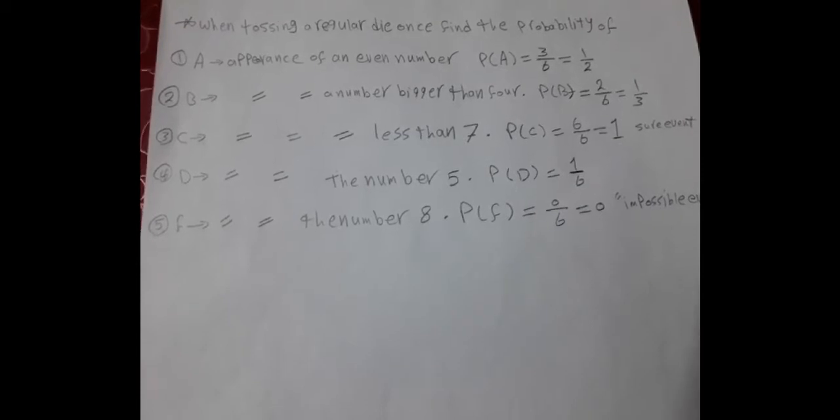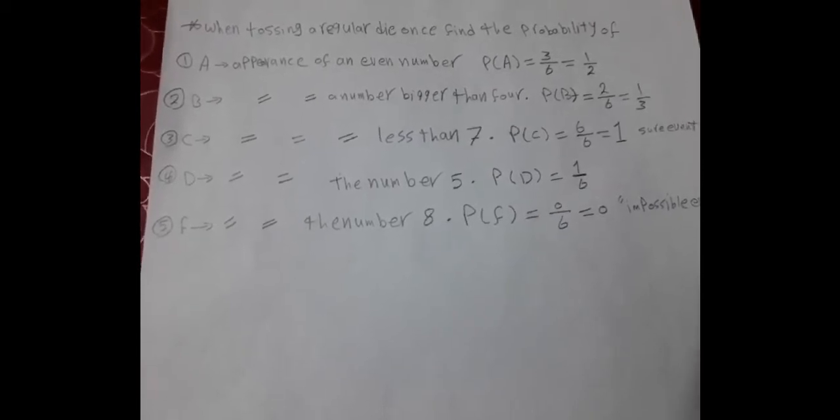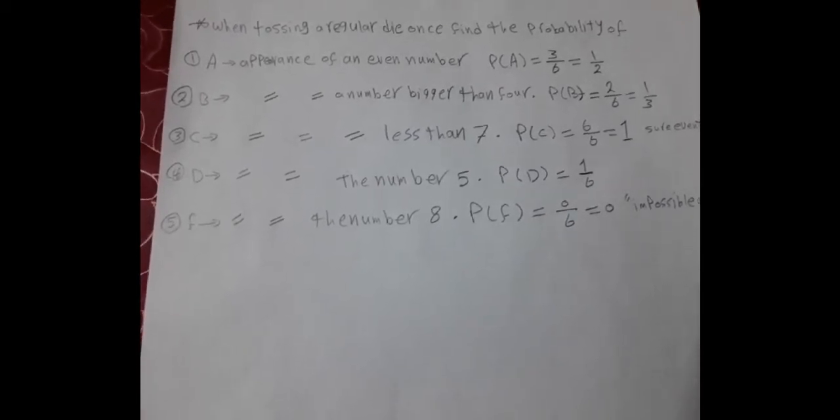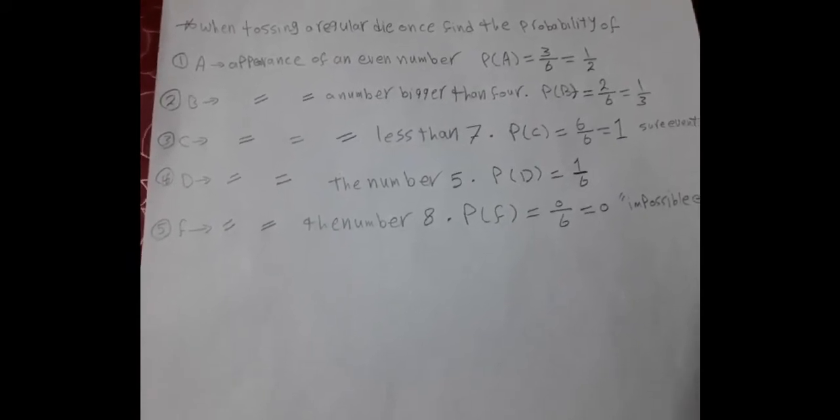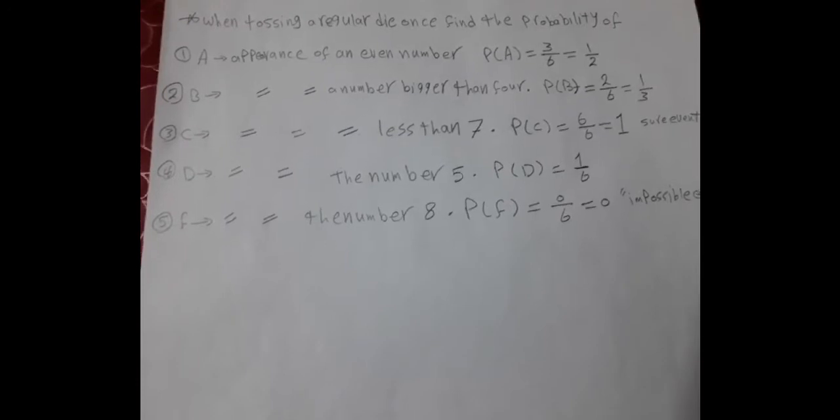Number 4, D, the appearance of the number 5. When we toss a die, the number 5 appears to us just one time. Then the number of elements equal 1. 1 over the total number 6, يبقى then the probability of D equal 1 over 6.